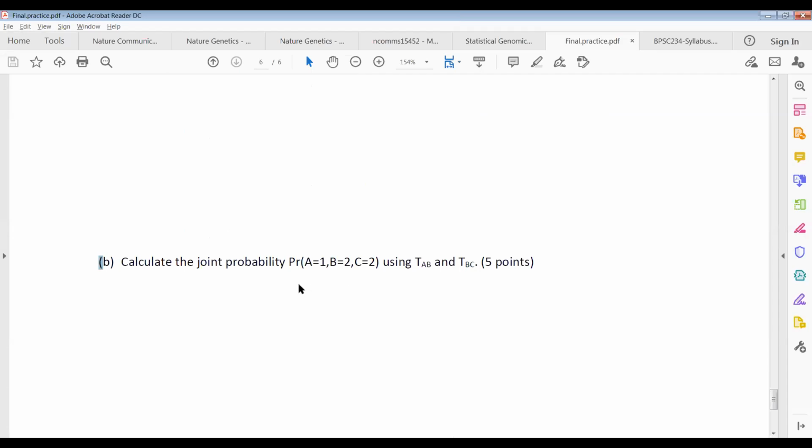And the second one is a little bit complicated. Here we are dealing with three loci: locus A, locus B, and locus C. For this specific progeny, we observe that the genotype for A equals 1, but the genotype for B and C equals 2. How do you calculate the joint probability of seeing this progeny's genotype, using the transition matrix A and B and the transition matrix B and C? Any questions here? Any problems?